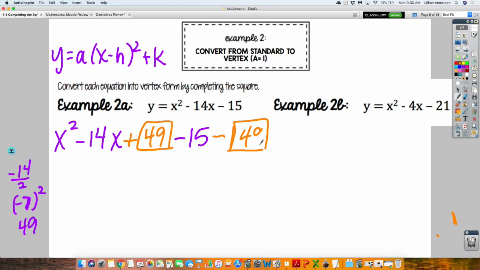When you do that, does that become your C value? Actually, no. The negative 15 with the minus 49 is actually going to become our K. So remember, we're trying to go from standard form to vertex form.